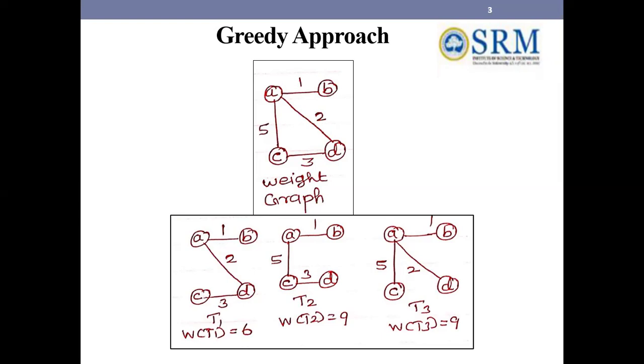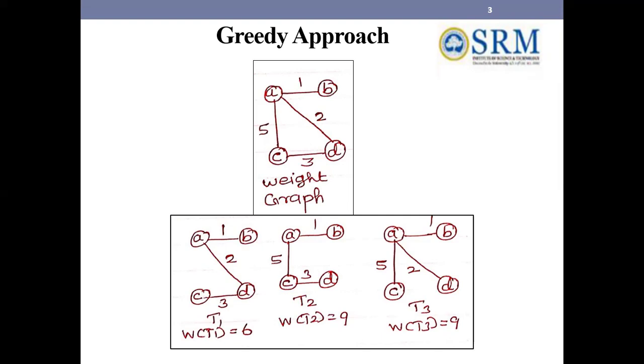Now we will see the total weight of the spanning tree. That is the sum of weights of all the edges in the spanning tree. For T1, the total weight is 6: 1 plus 2 plus 3. For T2, the weight is 9. For T3, the weight is 9. So among these three, T1 has the minimum weight. So that is called the minimum spanning tree.